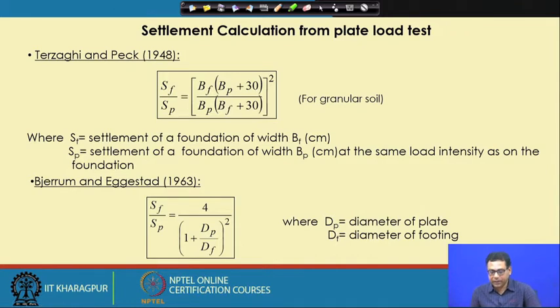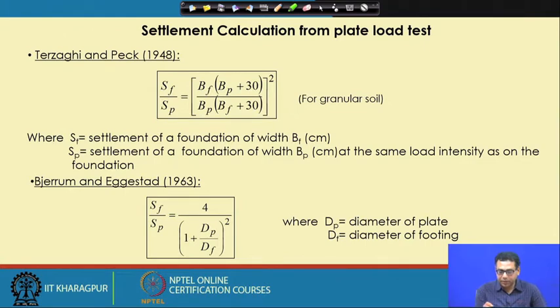Then from this plate test, ultimately you have to calculate the settlement of the foundation or the load carrying capacity of the foundation. From this test data, a few correlations are given between the plate settlement and the foundation settlement. This is the correlation first proposed by Terzaghi and Peck, by which we can correlate the plate settlement with the real foundation settlement. SF means the settlement of the foundation, SP is the settlement of the plate. This is the correlation for granular soil.